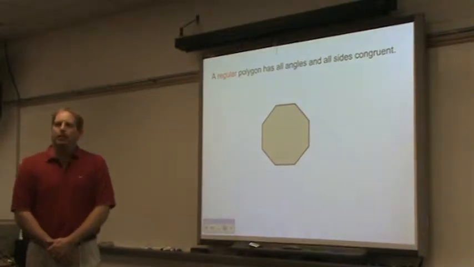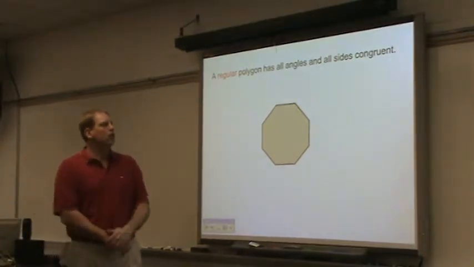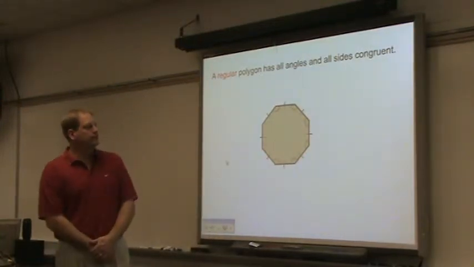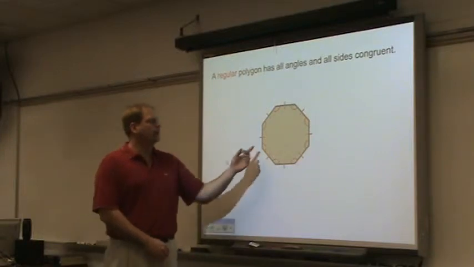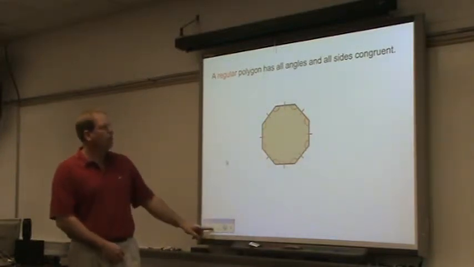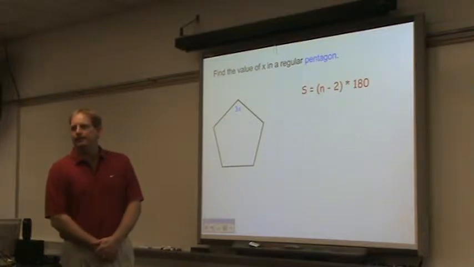We also talked a little bit about what regular polygons were. A regular polygon is when you have all of the angles and all of the sides congruent. Notice here that this octagon is a regular octagon because all sides are congruent and also all angles are congruent. So let's take a minute to work through this problem. This is the regular pentagon. Pentagon has how many sides?